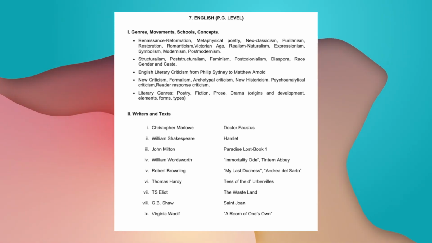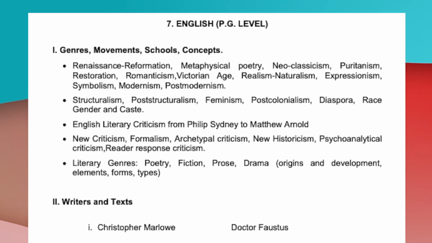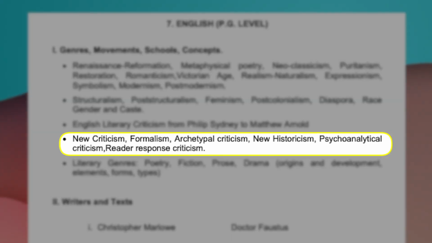Alright, moving forward, we have these 2 points: structuralism, post-structuralism, feminism, post-colonialism, diaspora, race, gender and caste. And then we have this third point: new criticism, formalism, reader response criticism, etc. Indirectly they are saying that you have to go through the complete literary theory. Okay, literary theory begins with structuralism, and then we have new criticism, formalism, reader response criticism, postmodernism, deconstruction, feminism. All these are part of literary theory. So complete literary theory will come in the examination.